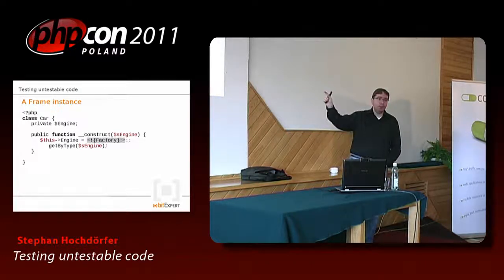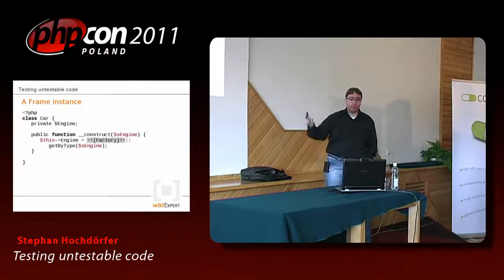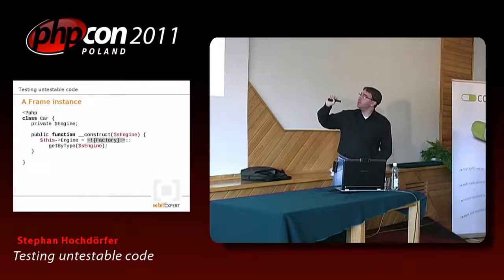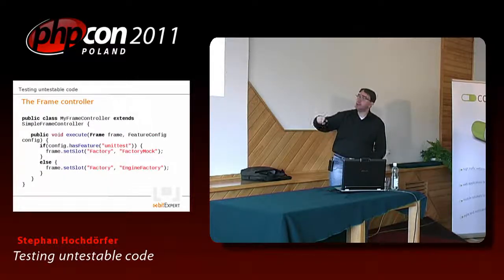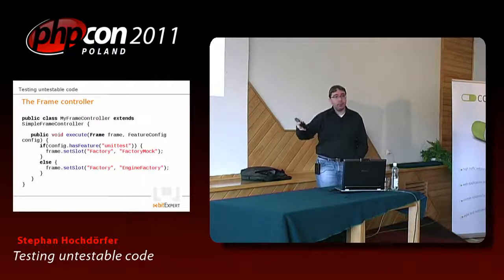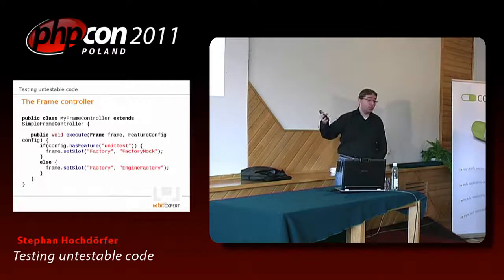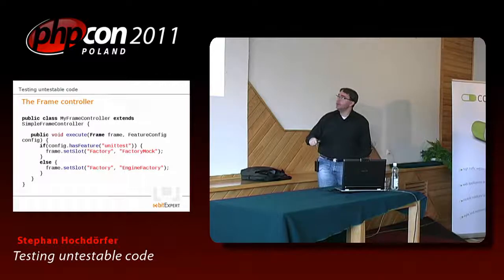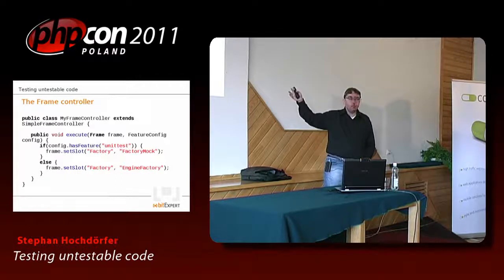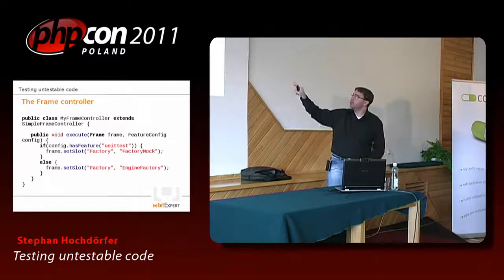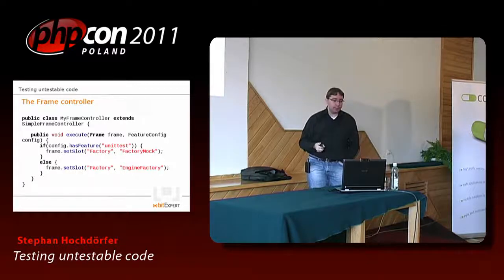So this is quite similar. We just defined a slot, an exchangeable component, an exchangeable part, that will then be filled by our software generator with the right meaning. Each of the frames has a frame controller. The frame controller knows of all the features and knows how to react when a certain feature was chosen by the configuration. In this case, the code is pretty simple. We simply check if in the configuration file there is a feature called unit test. We then set this factory variable to factory mock, else we use the engine factory, as this would be the legacy application that we want to generate.